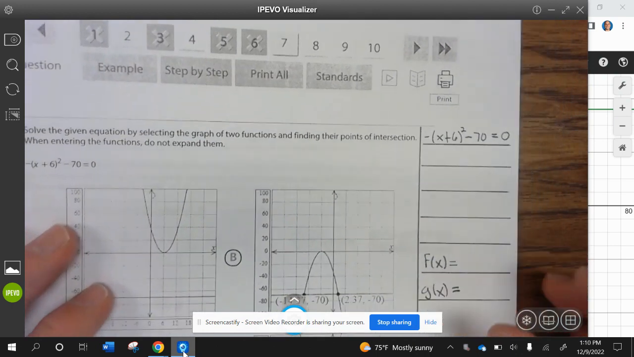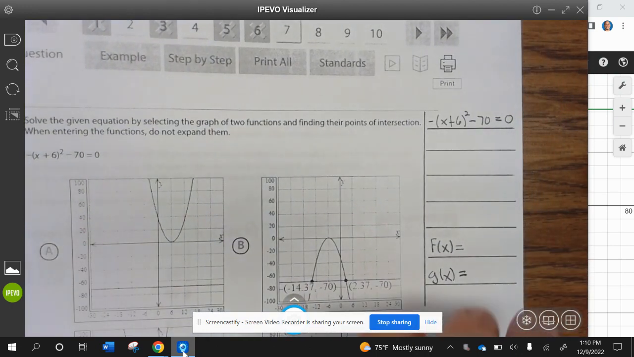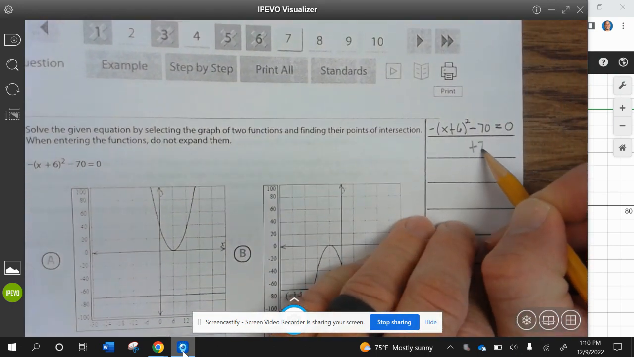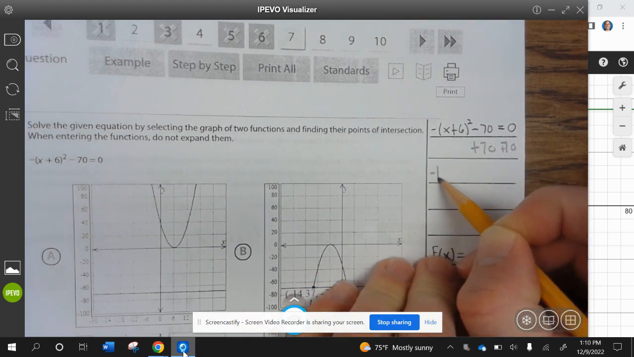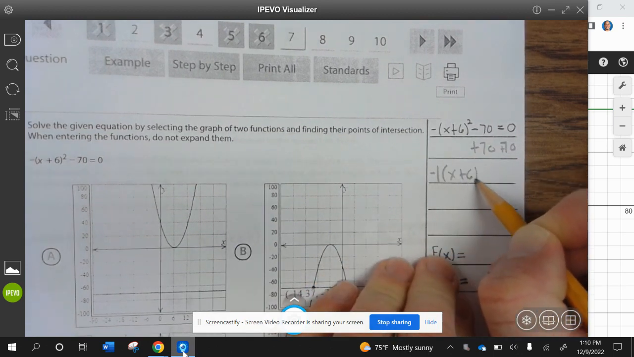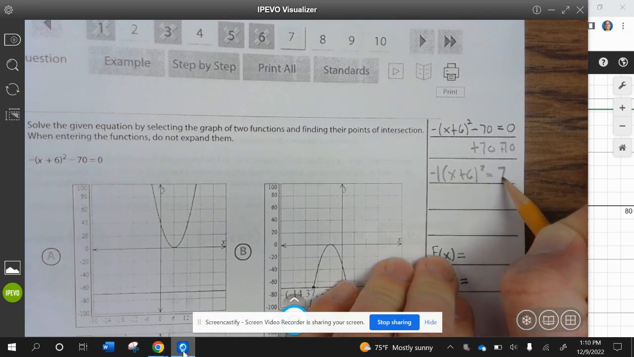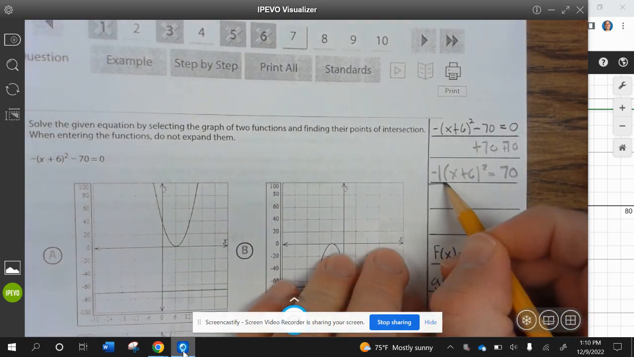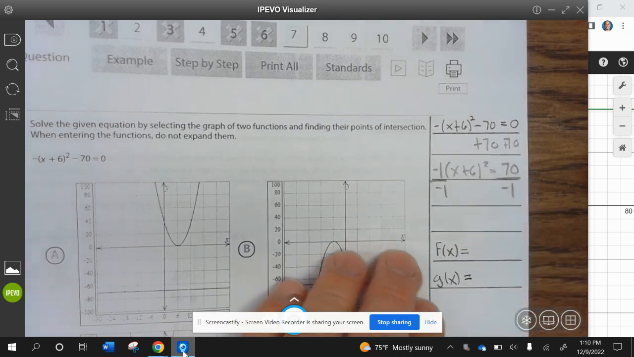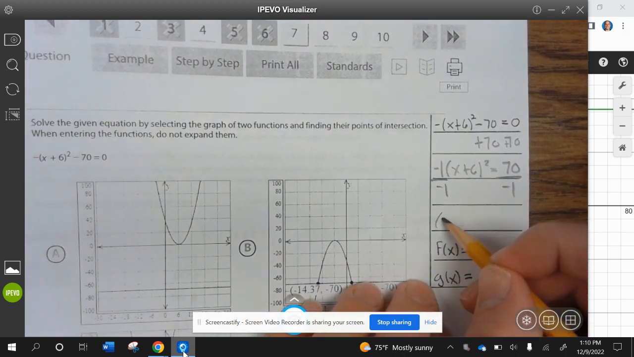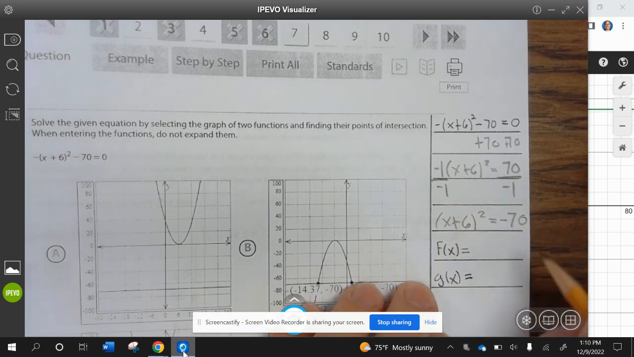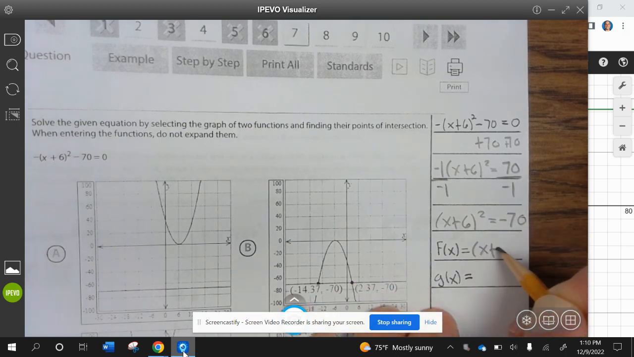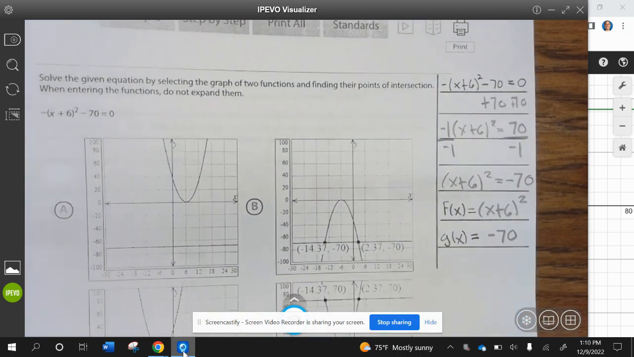All right, so again, we're going to set the left side equal to the right side. So we're going to add 70 to both sides. So then you get -1 times (x plus 6) squared equals positive 70. We're going to divide both sides by -1. So you have (x plus 6) squared equals -70. So f of x is (x plus 6) squared, and g of x equals -70.